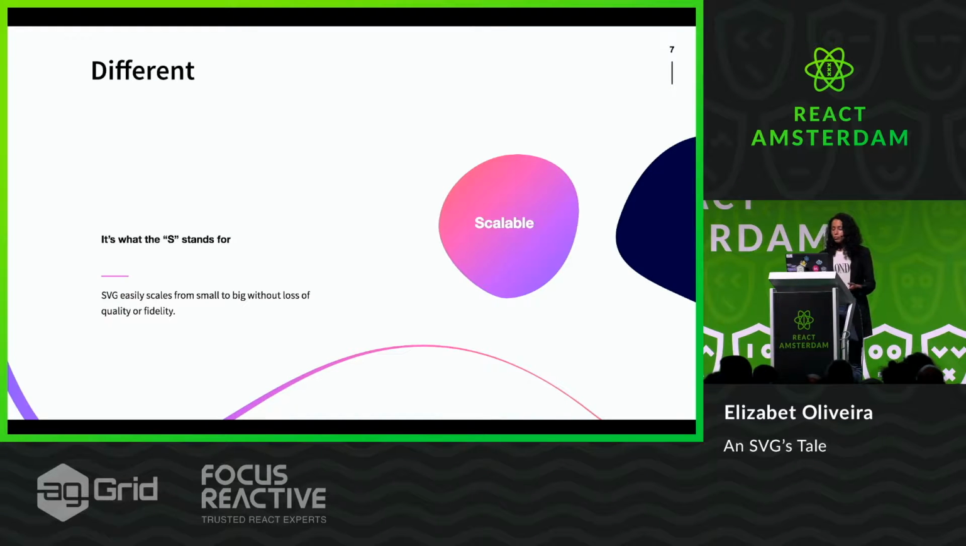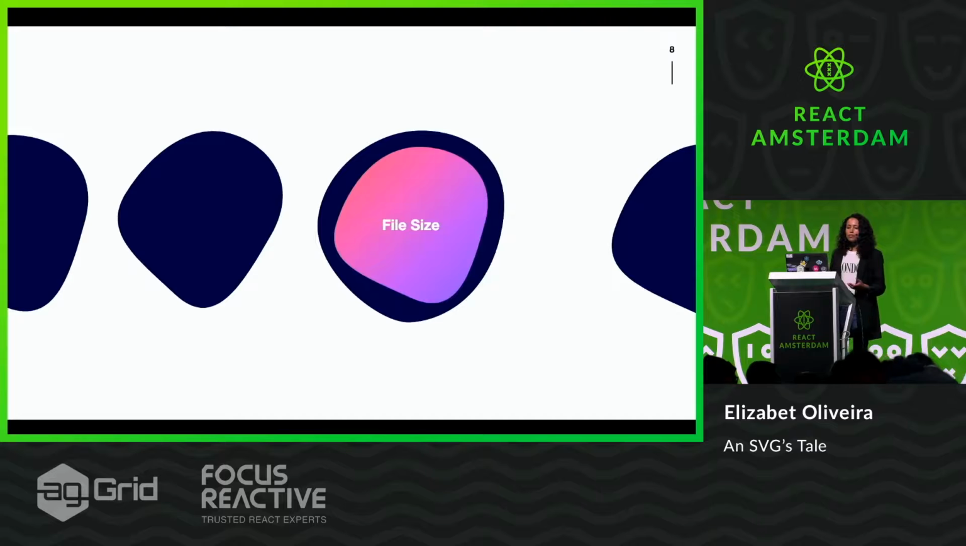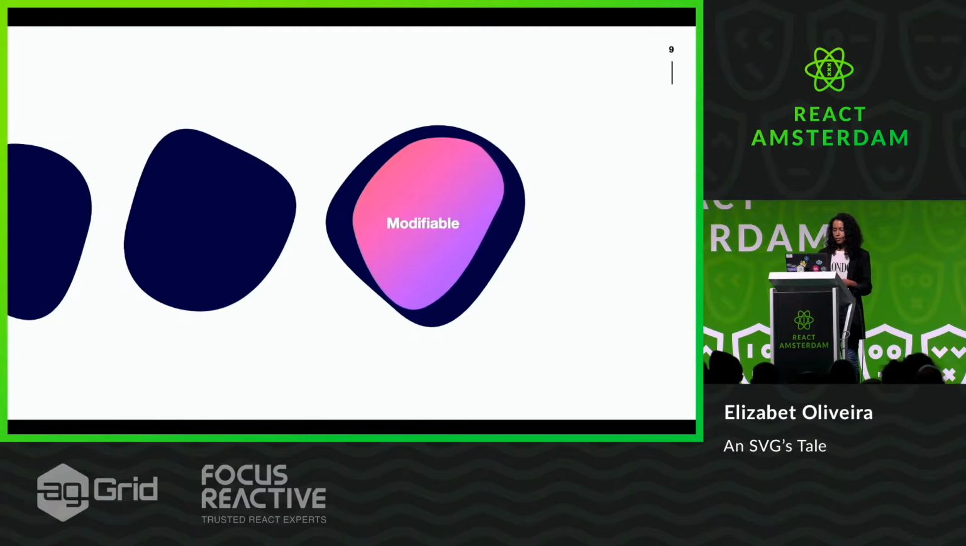So it's different, first of all, because it's scalable. You can scale from a small size to a big size without losing quality or fidelity. Also, if you scale, the file size will always be the same. And compared with a PNG or a GIF or a JPEG, normally the SVG is smaller in size. And the good thing is that it's modifiable. You can style it with CSS, and you can change it with JavaScript and create awesome animations.